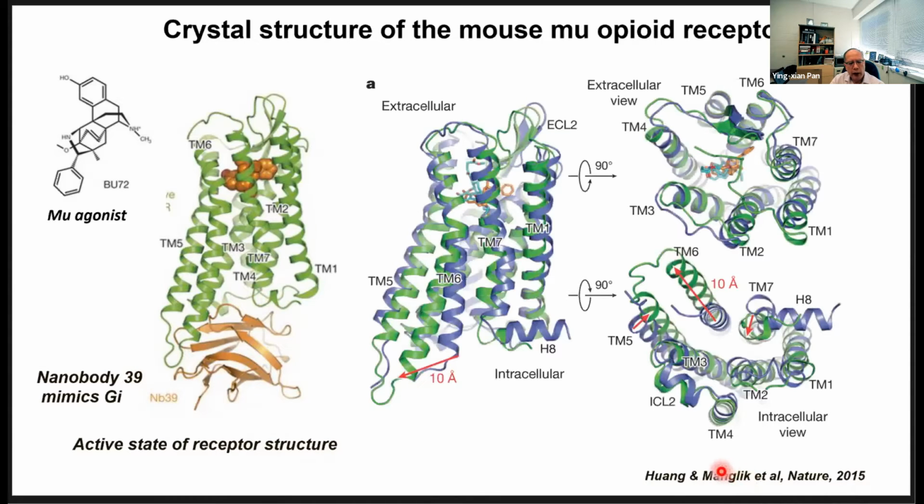When you compare the active and inactive state receptor structures, you can clearly see a 10 angstrom outward movement of TM6 and a small inward movement of TM5, TM7, as well as helix 8. Again, the N-terminal and C-terminal sequences were truncated. An open question is whether those sequences influence the overall receptor structure.